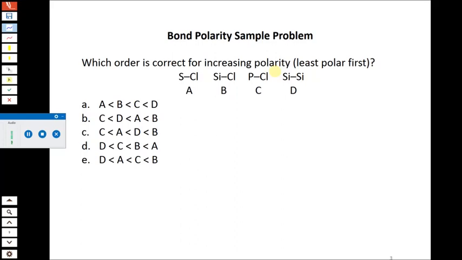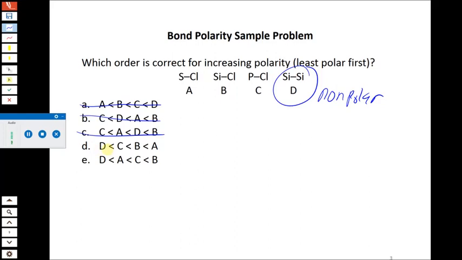So if we look at these answer choices, we have SCl, SiCl, PCl, SiSi. This one here is two of the same, so that's going to be a nonpolar bond. That has to be our least polar bond of these choices. Okay. So this is our least polar first, so the only answer choice that could even work now is one that has this as the first or least polar bond listed. So we can cross out A, B, and C because none of those have choice D listed first. None of those have the Si-Si bond as the least polar.